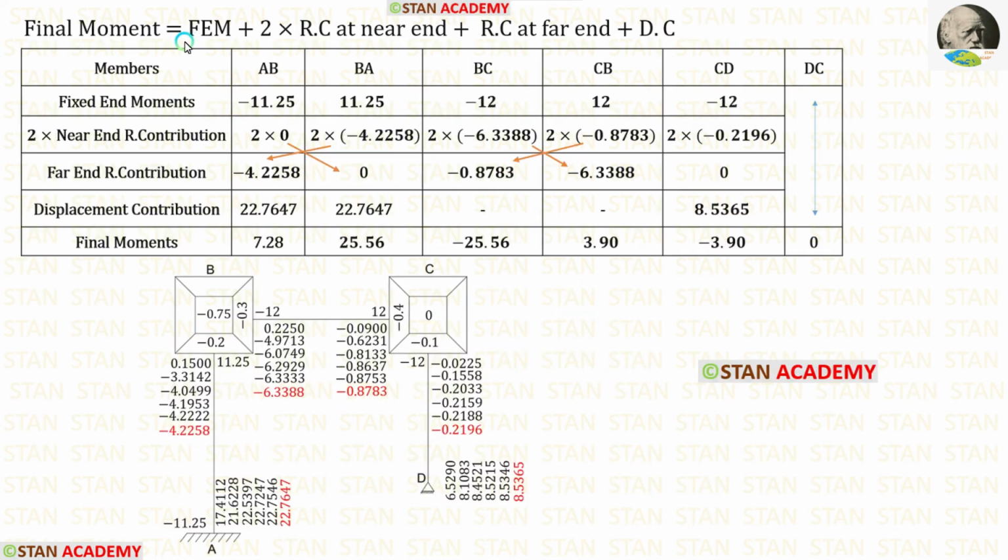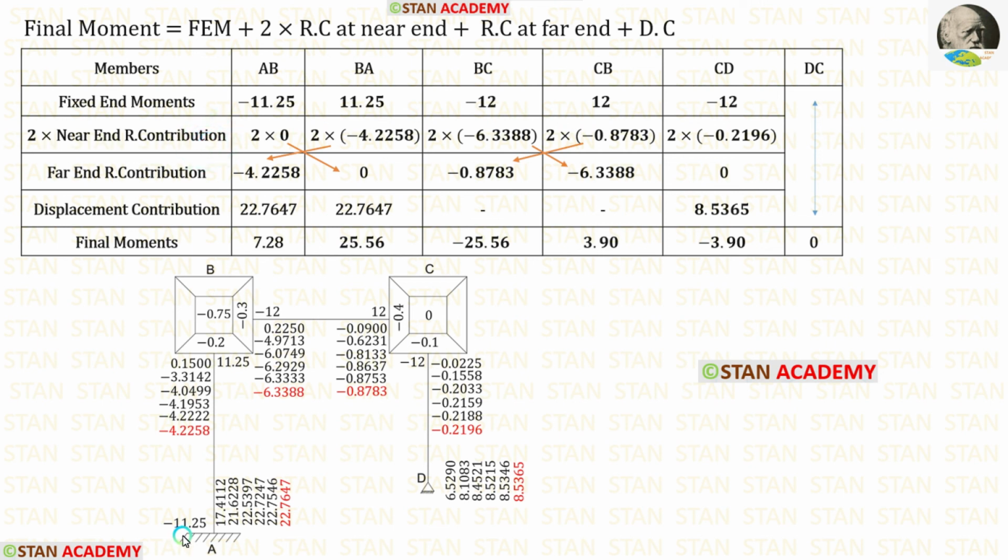The formula to find the final moments is fixed end moment plus 2 into rotation contribution at near end plus rotation contribution at far end plus displacement contribution. Let us make a table. In the table, first let us enter all of the members. Then let us enter the fixed end moments. Then let us enter 2 into near end rotation contributions.